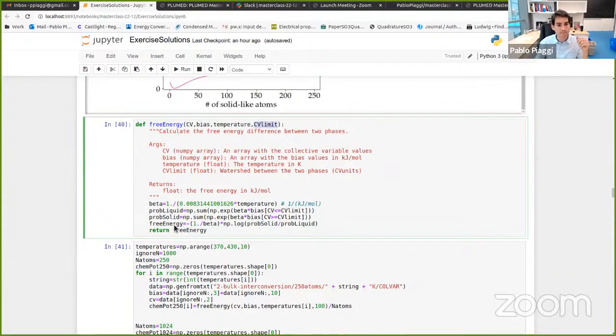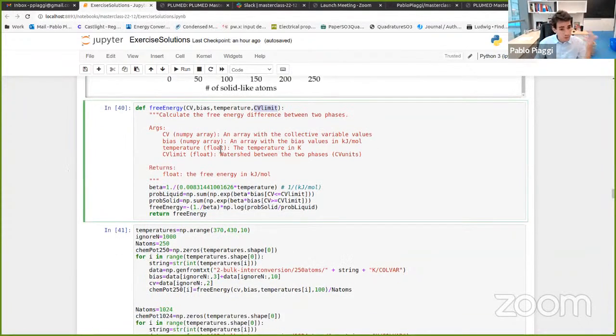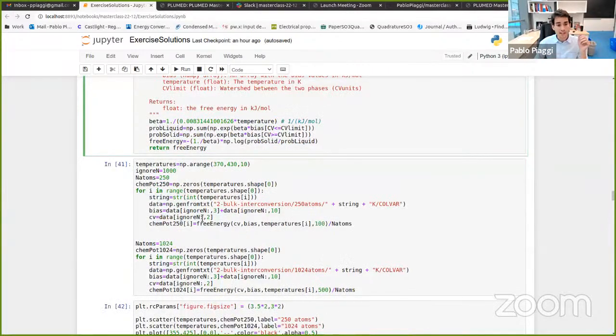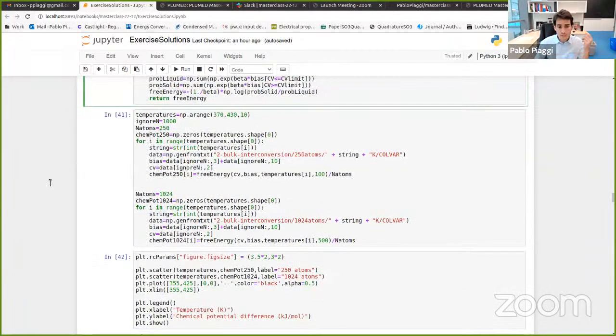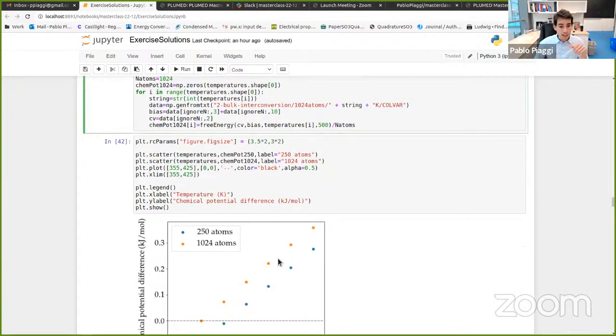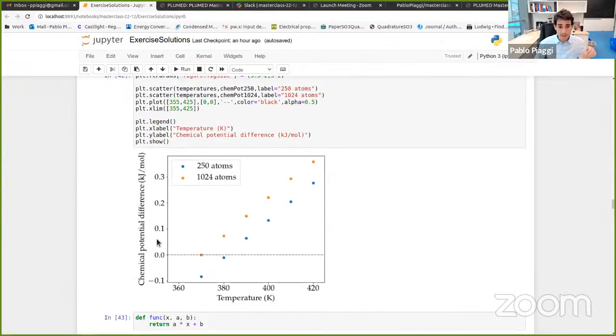That's also very easy. Okay, now that we have this function, we use it to calculate the chemical potential. I'm doing this both for a system with 250 atoms and a system with 1,024 atoms. I calculate the chemical potential for both. And what I'm showing here on the screen on this plot is the chemical potential difference as a function of temperature for both these system sizes. We see very, very strong finite size effects. If you have experience with this kind of simulation, you will be familiar with these very, very strong finite size effects.